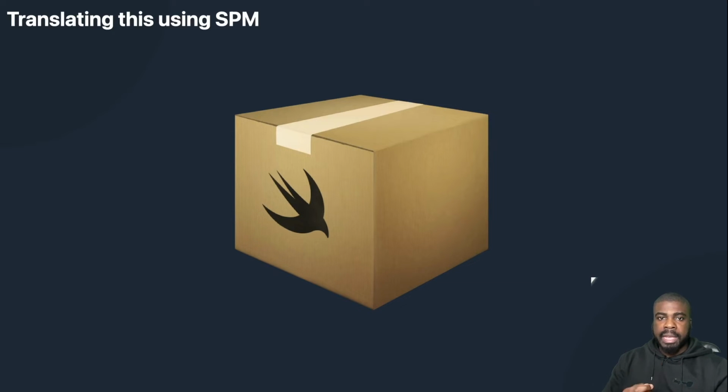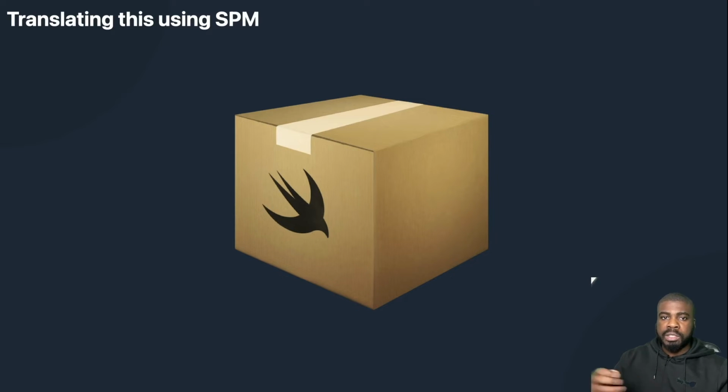So with SPM, the reason why I'm using this as opposed to something like CocoaPods or Carthage is because this is a built-in dependency manager, meaning that we don't need to rely on any other kind of third-party services in order for us to build a dependency graph. It's all handled for us via Apple and built into Xcode, so it makes sense to just use this straight out of the box. So how can we convert this using Swift Package Manager?